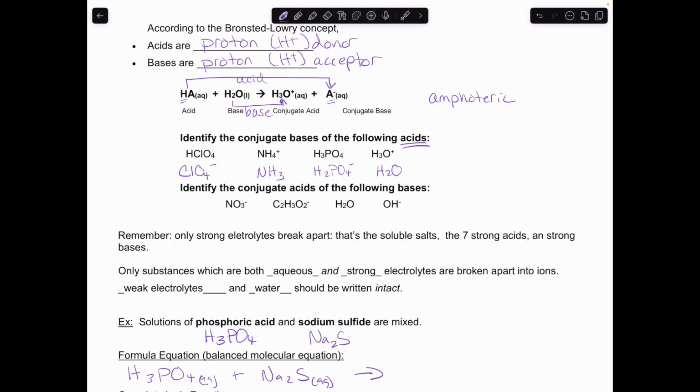Perfect. What about these? Identify the conjugate acid for the following bases. So we'll be doing the opposite this time. Bases are proton acceptors. So if this first substance accepts a proton, we will write it like this. Notice it has a neutral charge now, and likewise.